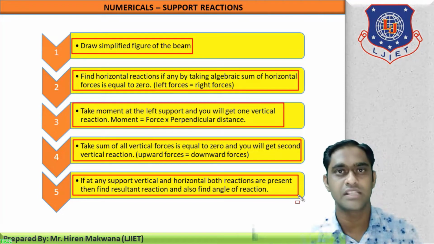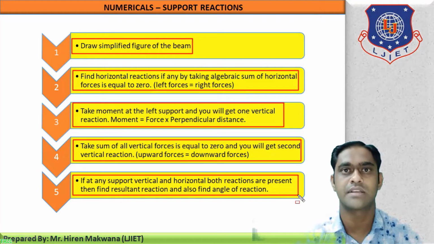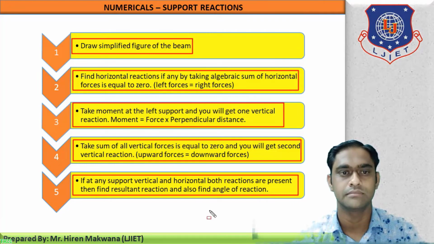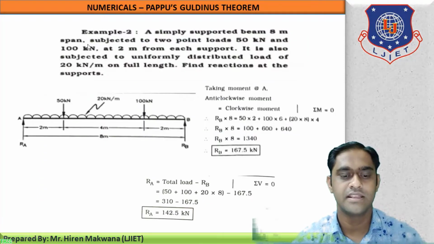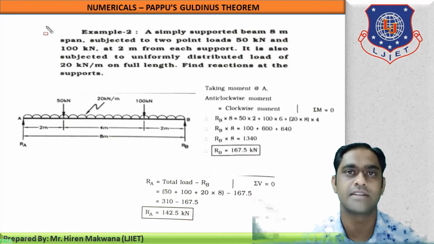Now let us see some numericals today based on step number 1, 3 and 4 only. In today's numericals, step number 2 and 5 will be cancelled out. Let us see how. Okay, now you can see in this example what is given. The figure is not given actually, the wordings are given. According to the wordings, we have to draw the figure ourselves.